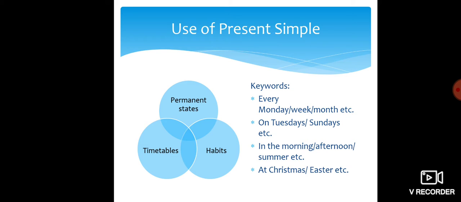In order to identify the present simple, you may look for keywords, specific words that are always used in the present simple. For example, every Monday, every week, every month, every year, and so on. On and a day of the week. On Tuesdays, on Sundays, on Saturdays, and so on.